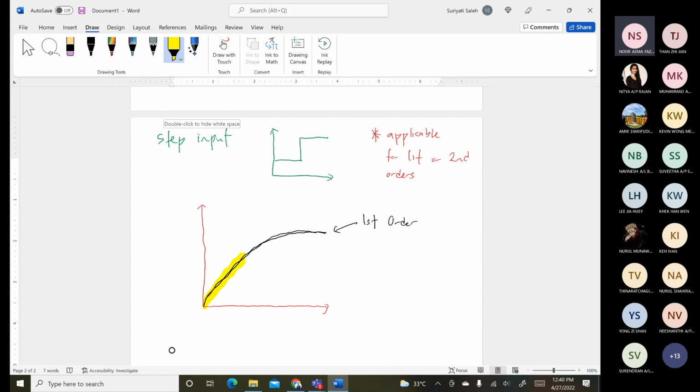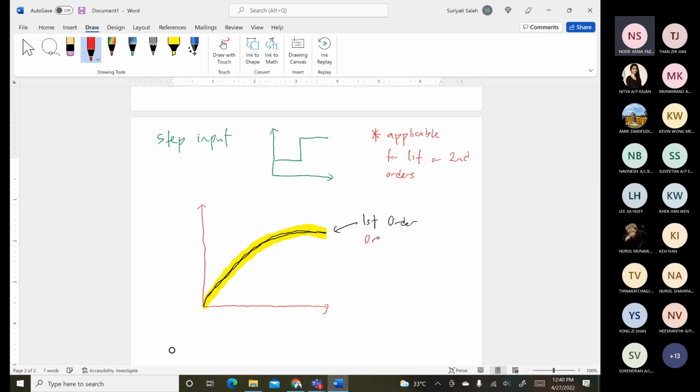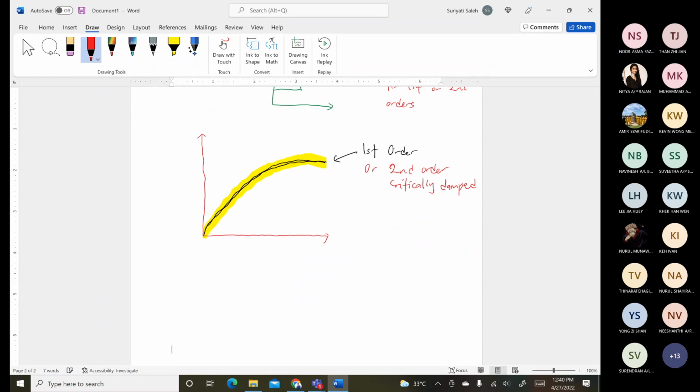Where the response actually looks similar to the first order. So first order or, critically, second order critically damped. Normally, for the critically damped, if we take a look, why do we have the similar profile? All right, so let's take a look at an example.